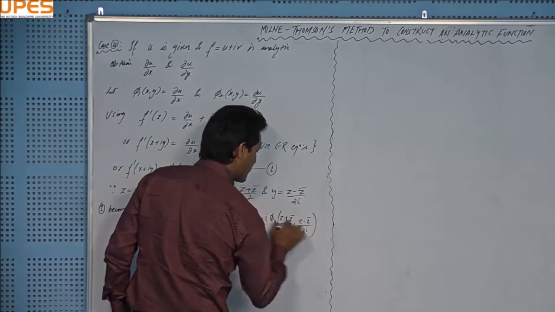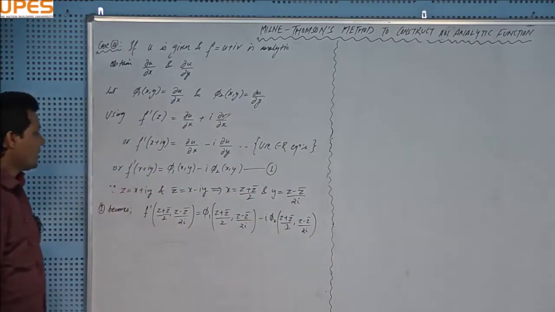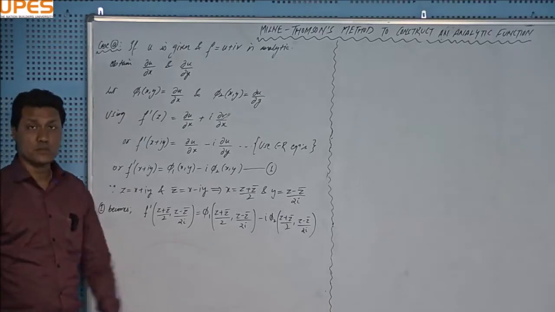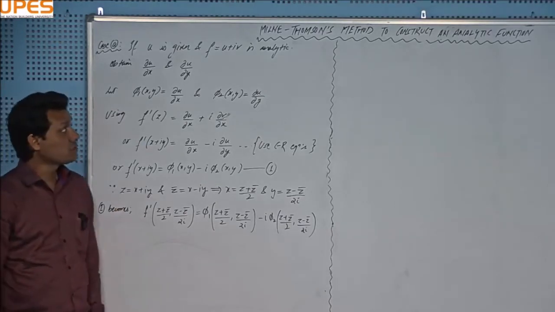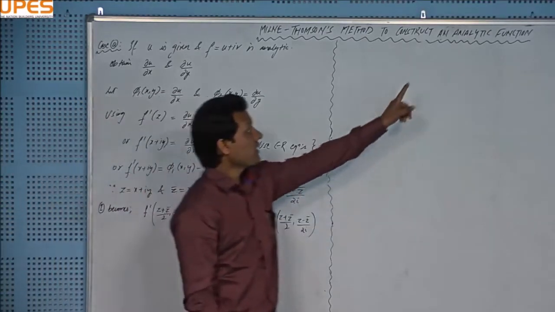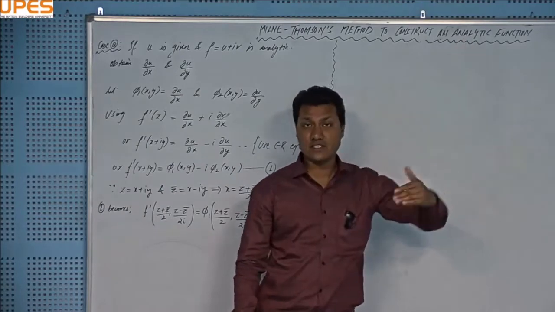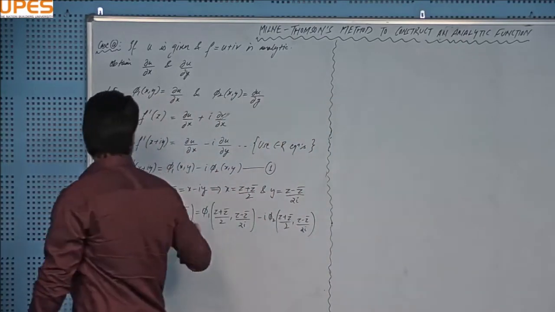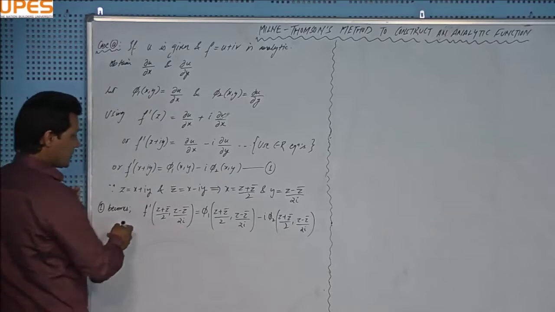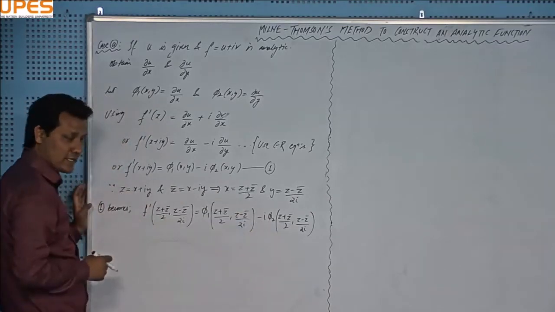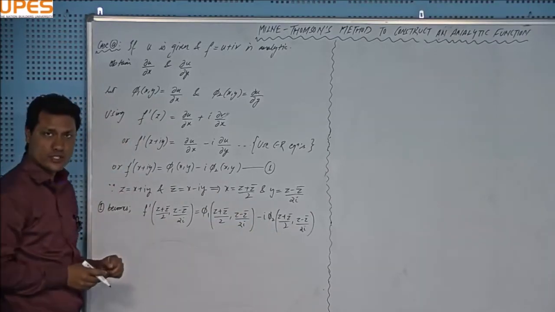Now we have f dash in terms of z and z bar. But what is my target? My target is to search for an analytic function f(z), in terms of z only. You don't need z bar here actually. So this is an equation, or a relationship, and this relationship holds for all values of z.